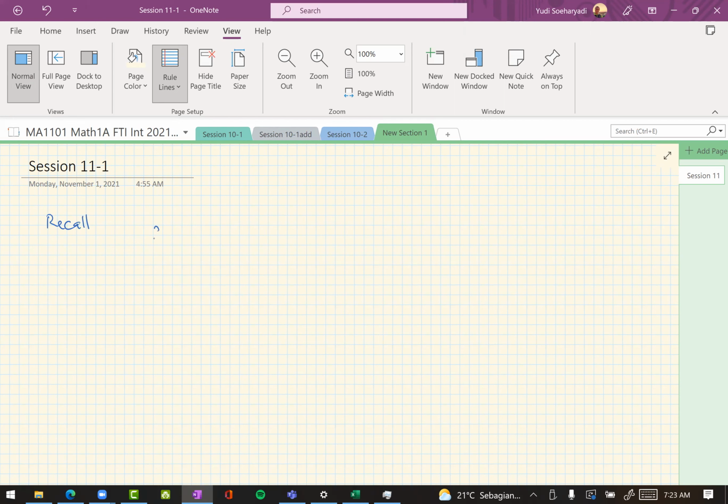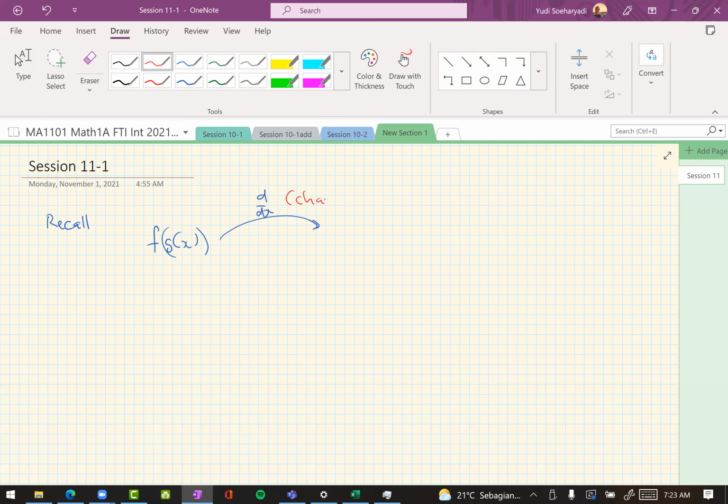Recall that if we have a composition and you take the derivative, that's the chain rule. We have the derivative of f computed at g of x, and you multiply by g prime of x, the derivative of what's inside. So if you use antiderivatives, then you have that plus c.